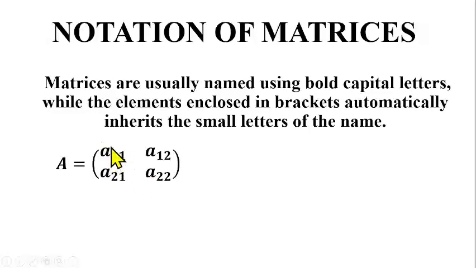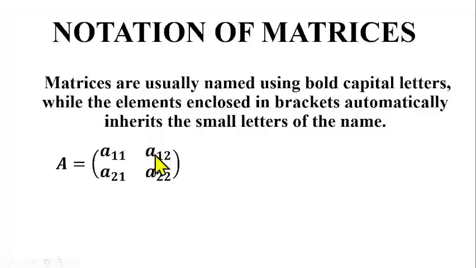Don't forget that this element is in the first row, in the first column. So that's why we are having A11, saying that this element is in the first row, first column. That's what this 1, 1 represents. This small letter A represents that this element is in matrix A, but this element is in the first row, first column. That's what this 1, 1 represents.